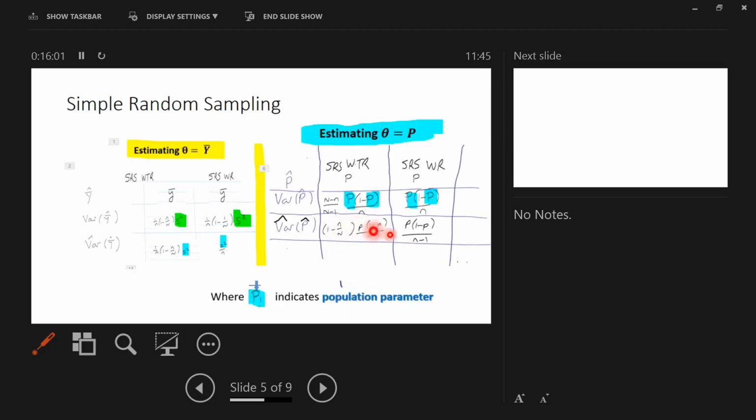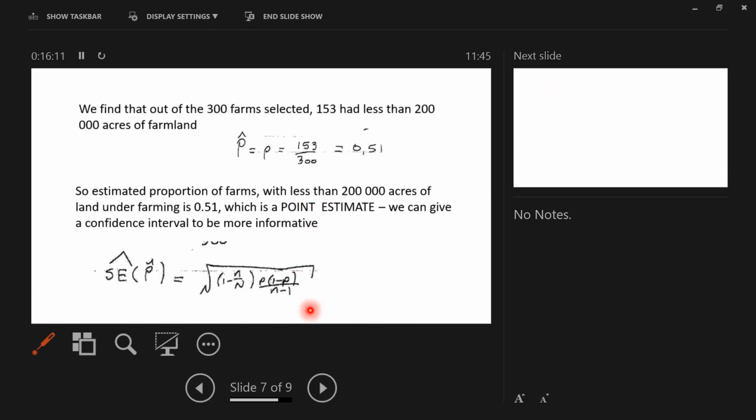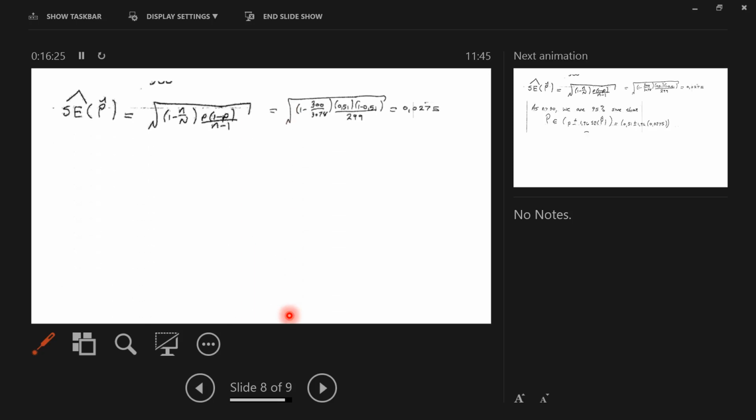If I use without replacement, the standard error would be the square root of this, right? So you just go right back to your grid and you see that this is for simple random sampling without replacement. This is our estimated variance at the bottom, so the estimated standard error is the square root of that. So you're just going to substitute in the values, 1 minus sample size divided by population size. We've just seen the proportion in the sample is 0.51. You substitute the values in and you get that value. So this is the standard error.